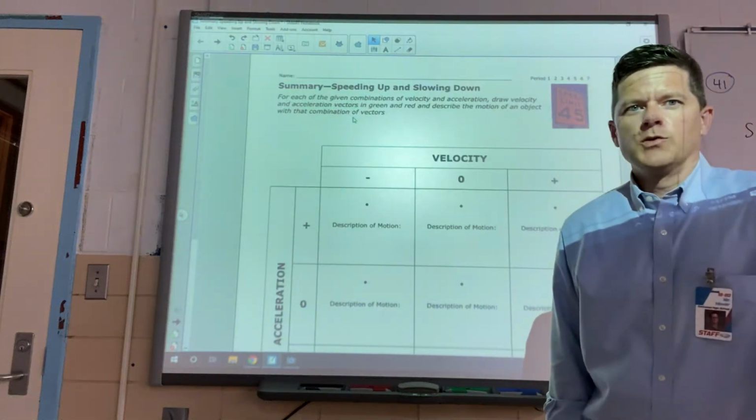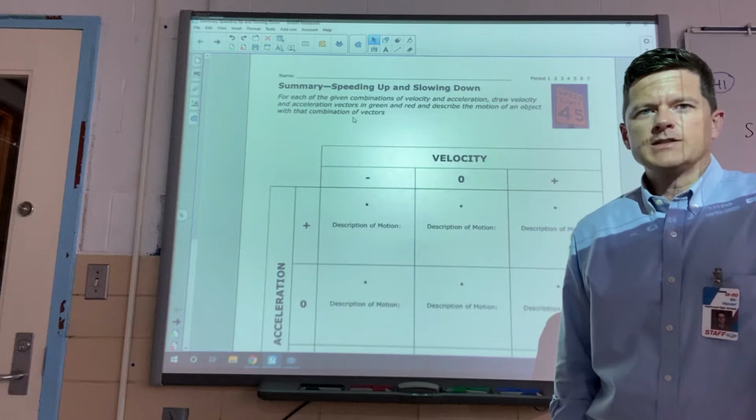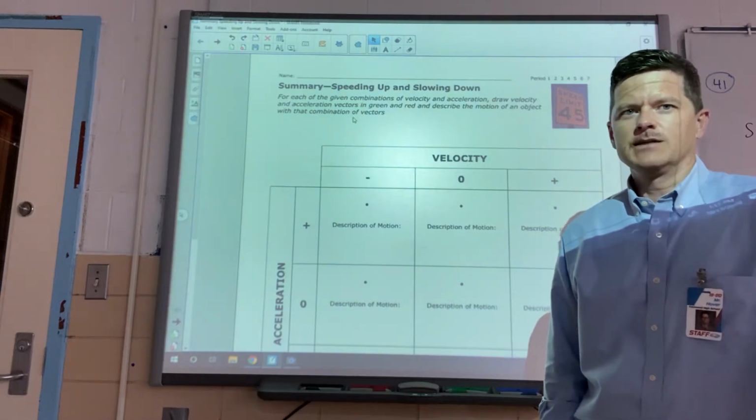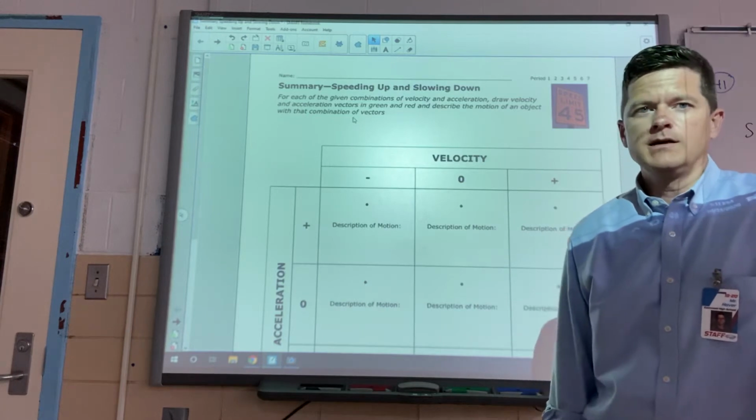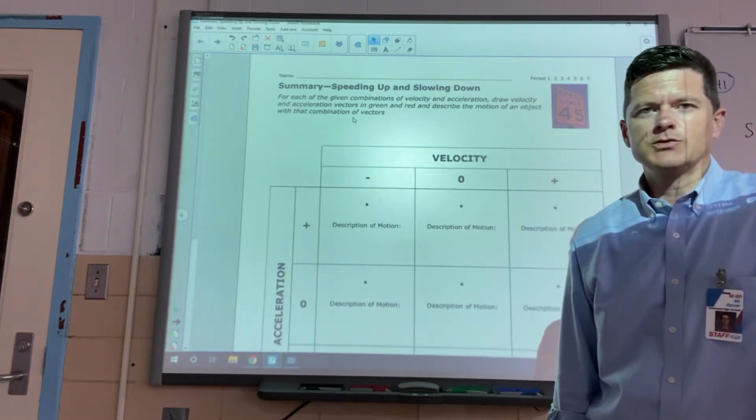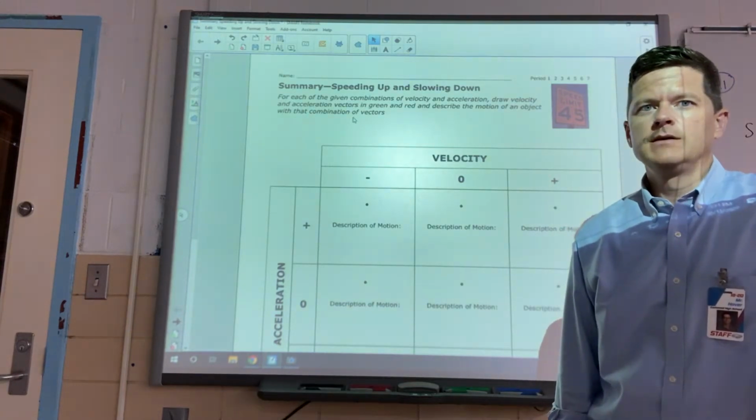All right, in this video, we're going to do a run through of possible combinations of velocity and acceleration vectors. My students would have a handout that looks like this, but I will put a link to it in the description of the video if you'd like it.